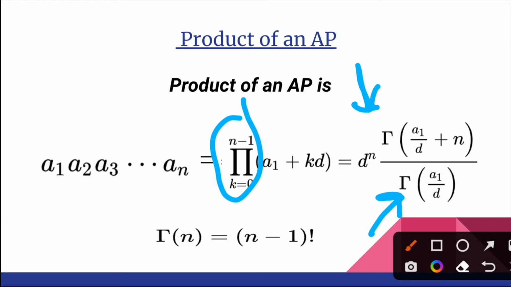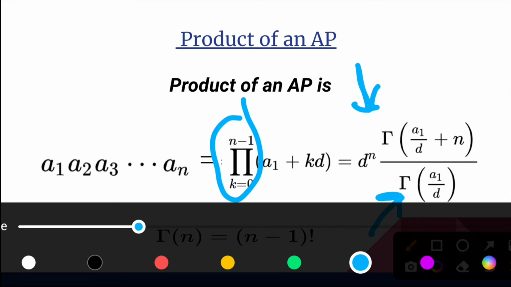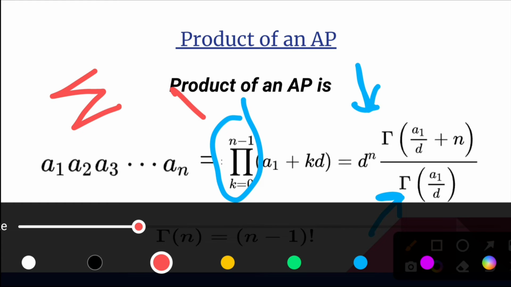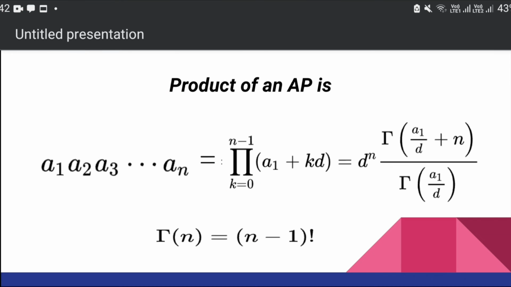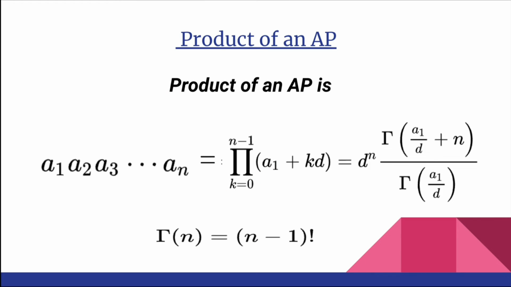It is nothing, just like you know the symbol of summation. This is another symbol, the symbol of multiplication, right? It is how we represent multiplication. It is also called the product notation, right? So the product of an AP is A1 into A2 into A3 till An, right?